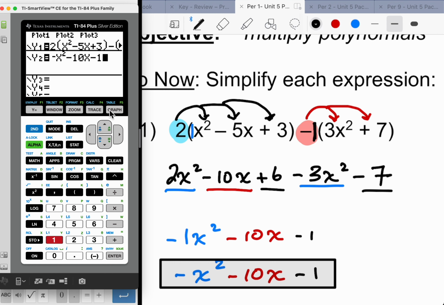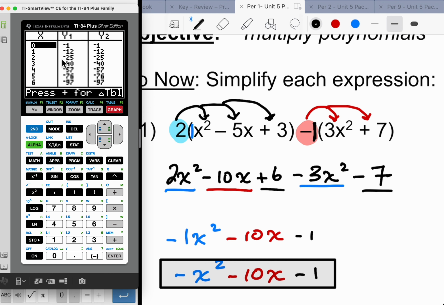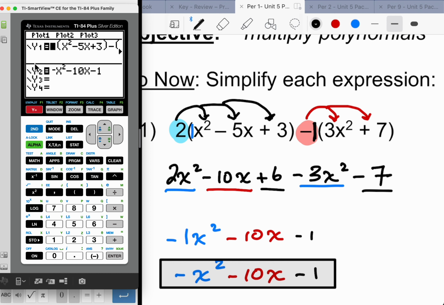So second graph, see how it says table above graph? Second graph will bring you to a table of values. If the values in the two columns match up, the y1 and y2 columns, what that means is that for y1 and y2, given a particular x value, we're getting the same result. If that's the case, then y1 and y2 must be equivalent to one another.